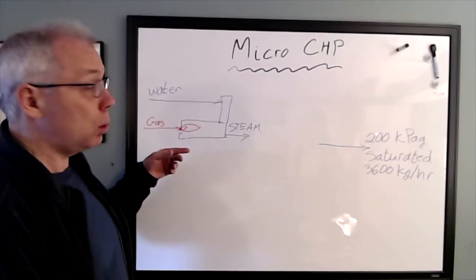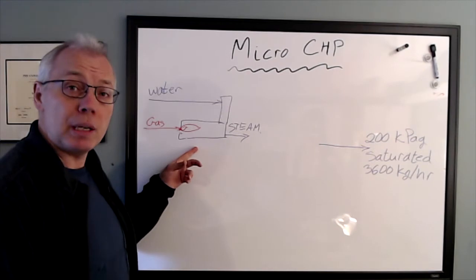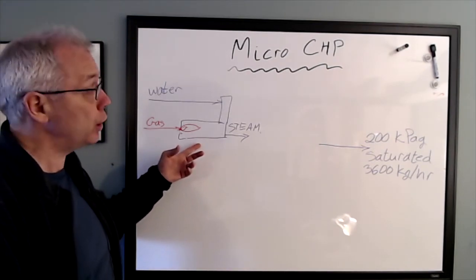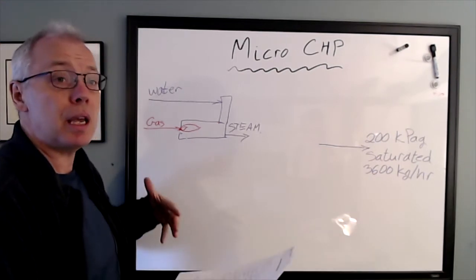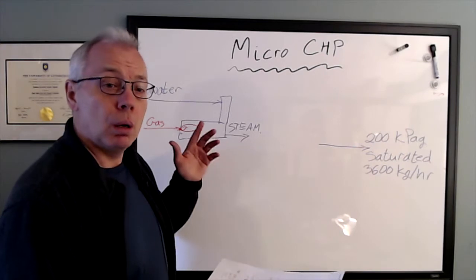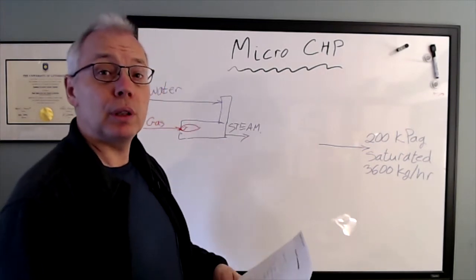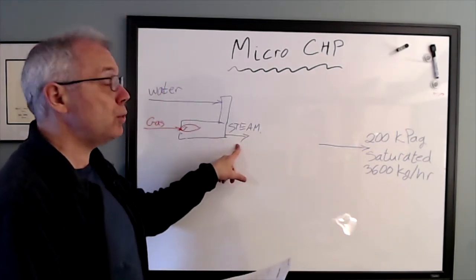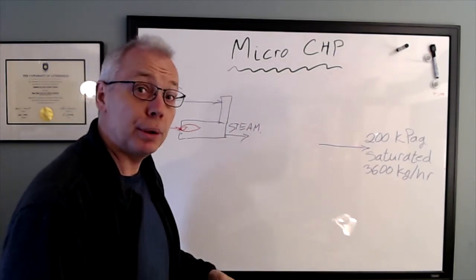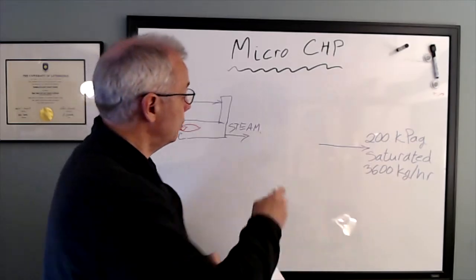Now, we need a boiler to make the steam. So we could build a boiler, design a boiler to generate steam at 200 kPa gauge, and that would be the way that we provide heat. But we could do this a little differently. We could produce the steam at a higher pressure, and then from that, generate power, like this.